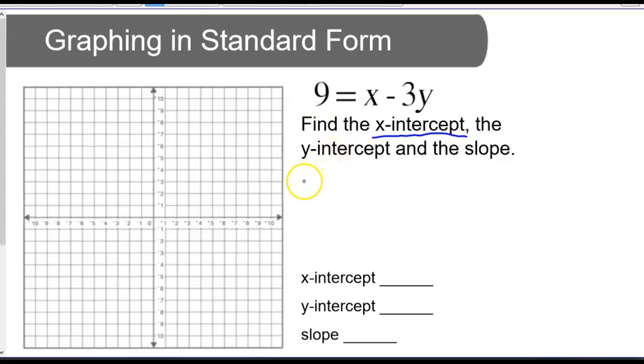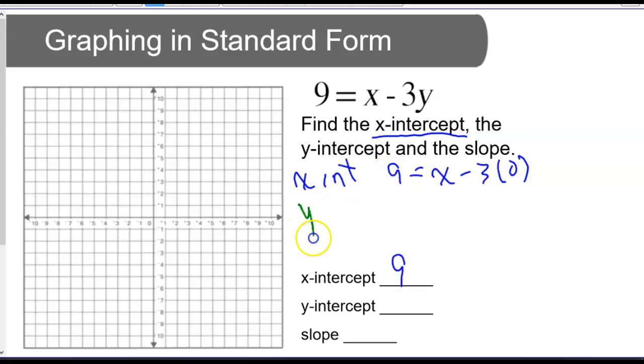So to find my x-intercept, 9 is equal to x minus 3, and then I'm substituting 0 for y because I know my y-coordinate will be 0 at the x-intercept. My x-intercept then is going to be equal to 9.